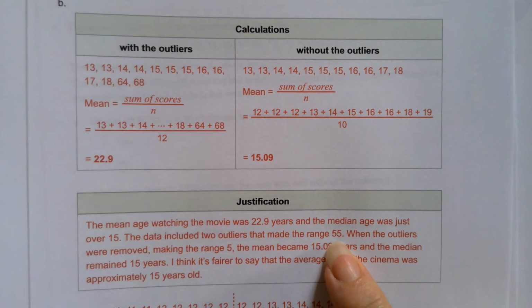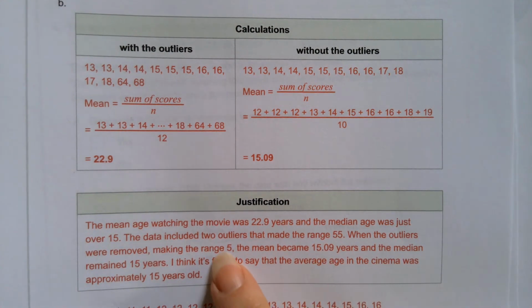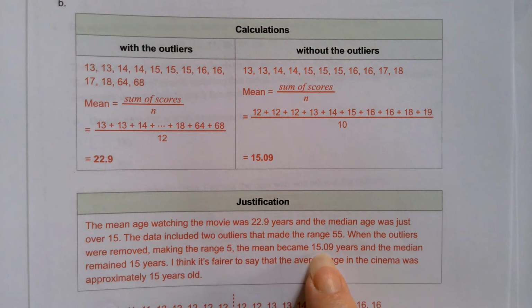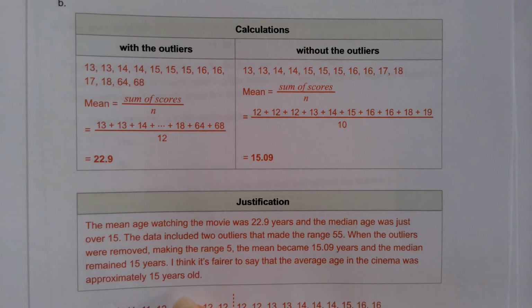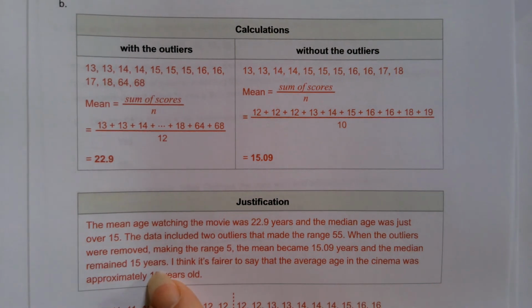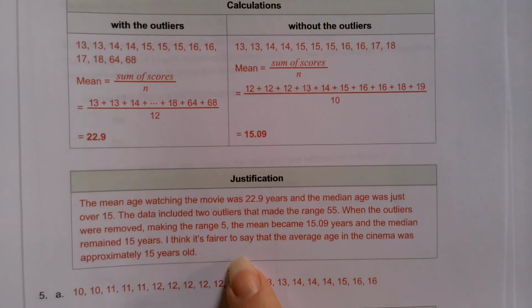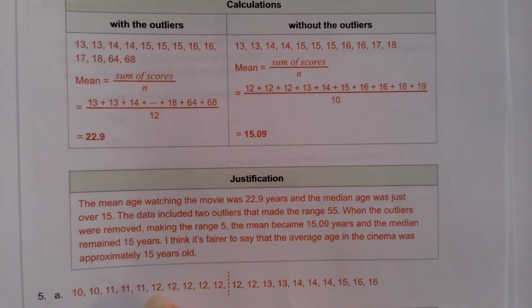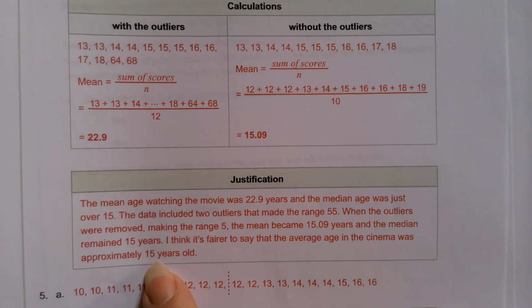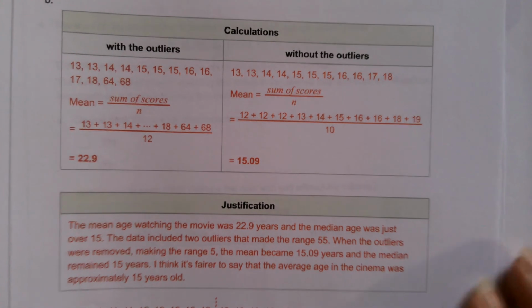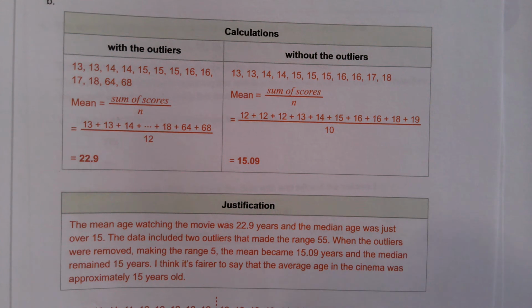So we have a range of 55. When you remove the outliers, the range goes down to 5. So that's another calculation you may have done. And the mean became 15, and the median remained at 15. So when you do all the calculations, you can say it's fairer to say the average age at the cinema was approximately 15, but we're not going to look at the outliers. Okay, add anything there that you need to in red pen to your work. Pause it, and we're going to have another one.